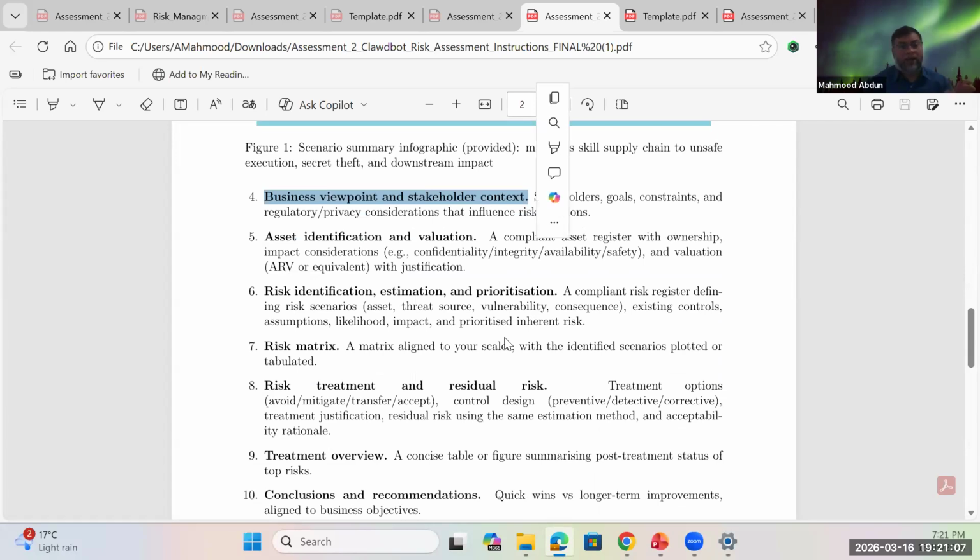So normally in an ideal case, in a real world, practical scenario, you'd actually go and talk to the stakeholders. You can't do it here. Nobody's expecting you to do that here. So you assume and understand, or give references of what the business's viewpoint would be.